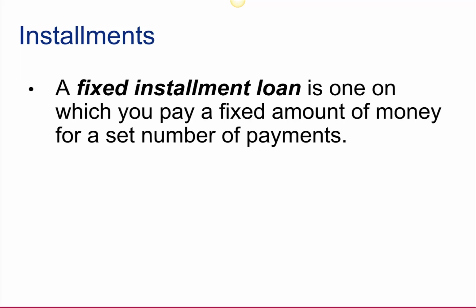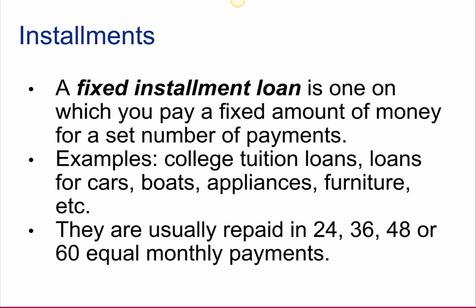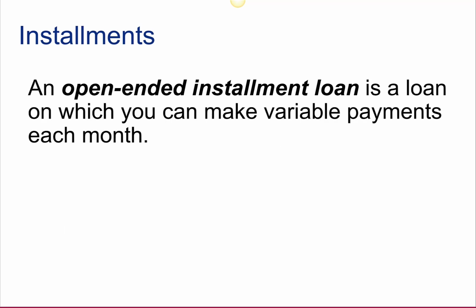A fixed installment loan is one on which you pay a fixed amount of money for a set number of payments. Examples of fixed installment loans include college tuition loans, loans for cars, boats, etc. They're usually repaid in 24, 36, 48, or 60 equal monthly payments. An open-ended installment loan is a loan on which you can make variable payments each month. Examples of these are credit cards.